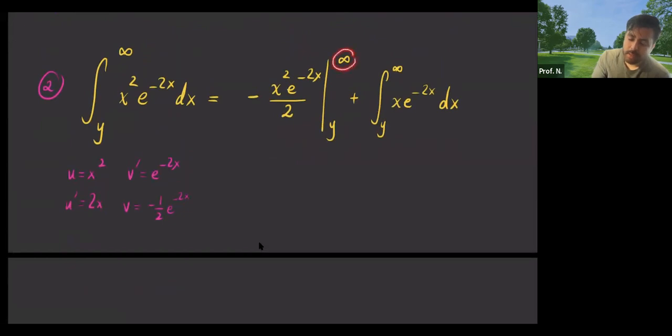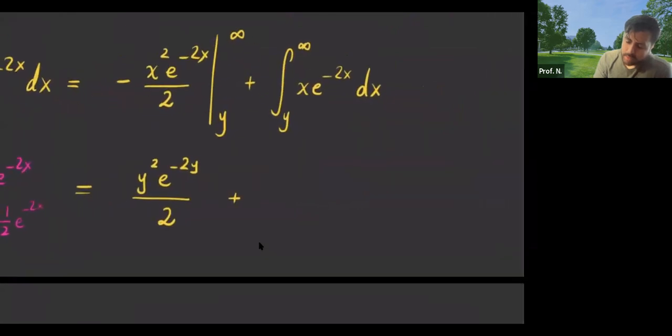Now, when you make x go to infinity, this again will go to 0 quicker than x squared goes to infinity. So the entire thing goes to 0 when you approach infinity. And you do minus this negative when you plug in y, and what do you get? You get positive y squared e to the negative 2y over 2. And then you do plus x e to negative 2y.